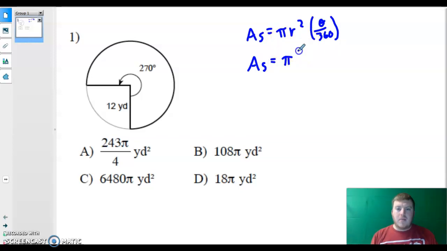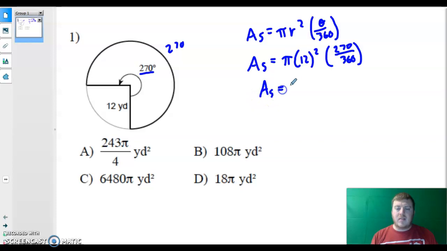Our r in this problem is going to be 12 because that's our radius. So we're going to do 12 squared. Theta is going to be the measure of the arc that we're trying to find the area of. So since the central angle is 270, the measure of this arc is also going to be 270. So we're going to put 270 over 360. And then we're just going to simplify this.